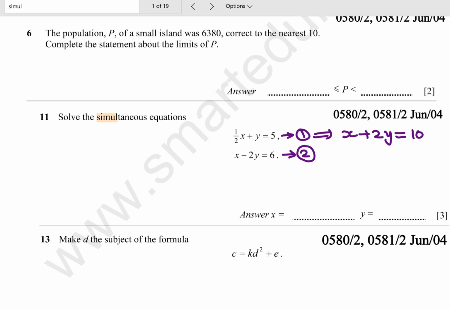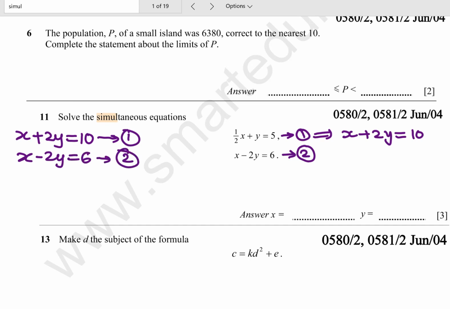So moving ahead, I got this equation as x plus 2y equals 10 as my new equation 1. And x minus 2y equals 6 was my old second equation. Now what do I do? The signs of y are equal and opposite, and the coefficients of y are also equal. So plus 2y minus 2y will get cancelled. So that means I'm using the elimination method.